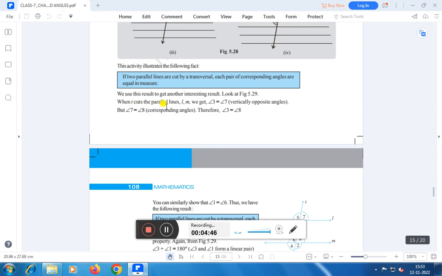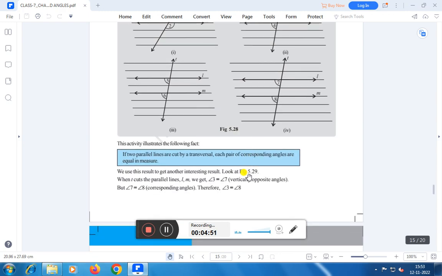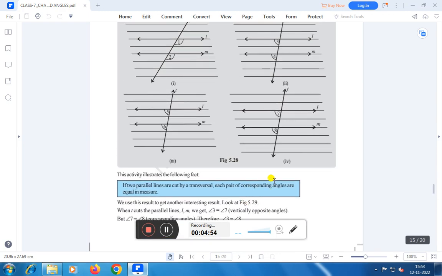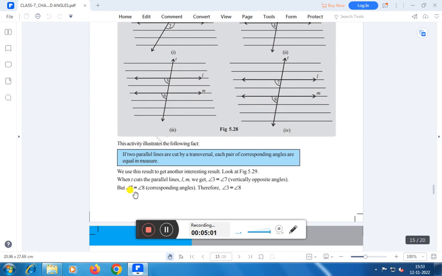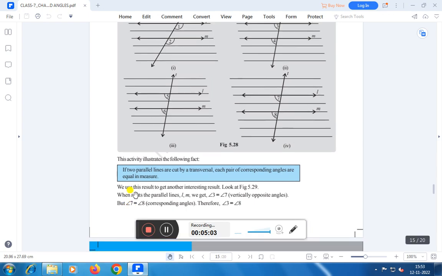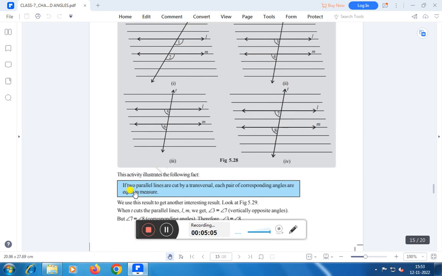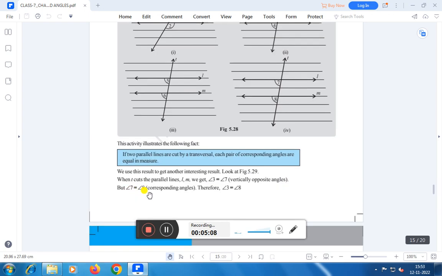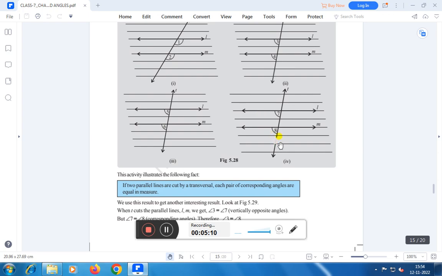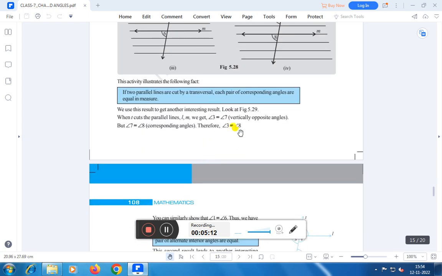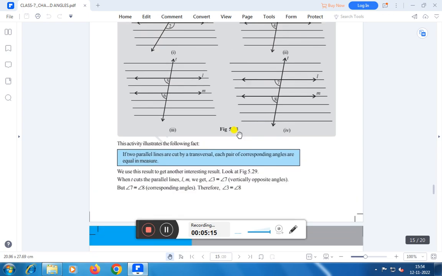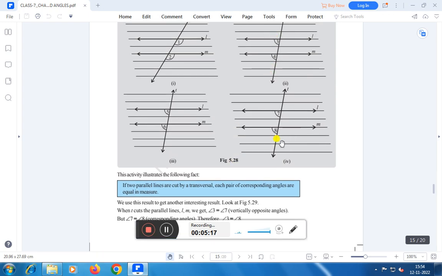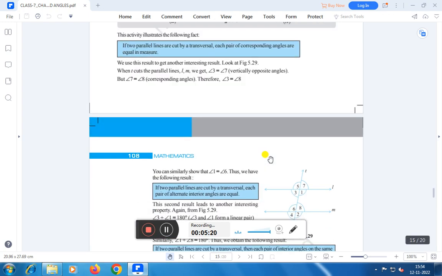When T cuts the parallel lines L and M, we get angle 3 equal to angle 7, since they are vertically opposite angles. And angle 7 is equal to angle 8, as they are corresponding angles, right? Therefore, angle 3 is equal to angle 8, right?